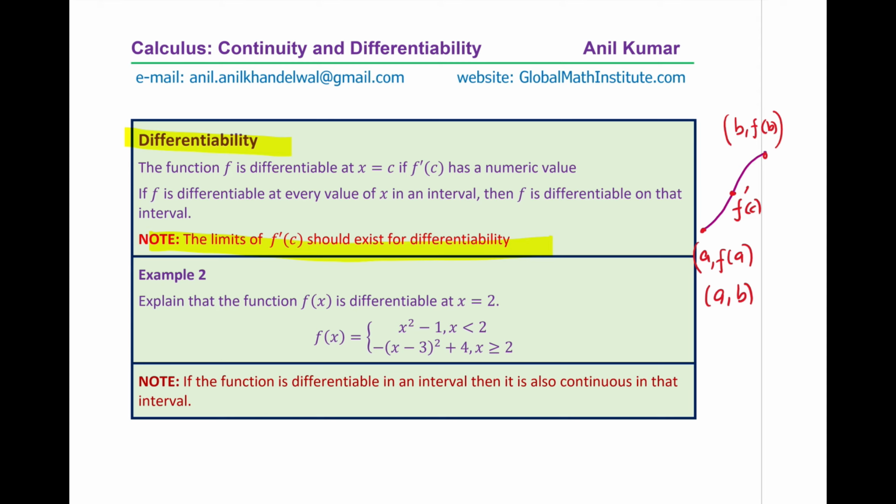Now, let us see what is the derivative of the function. What is the limit at every point in between? That is what we are going to now test. So let me find the limit when x approaches 2 from the left side for the derivative of the function. So when I substitute 2 here, we get 2 times 2, which is equal to 4.